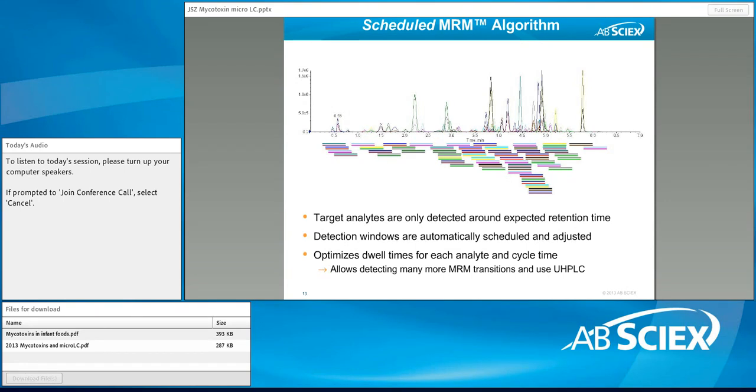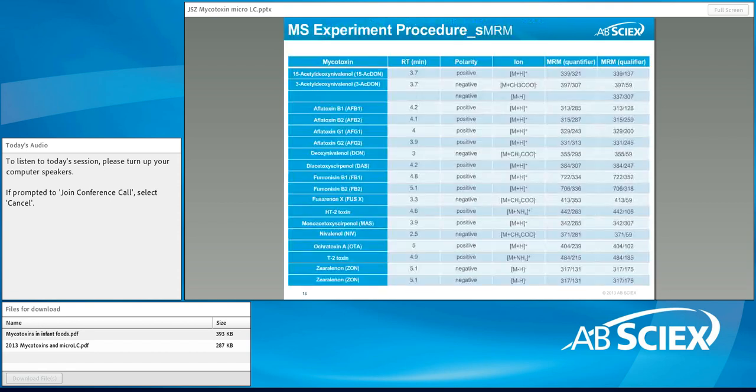That means you can see from this picture, certain MRM transitions will only be monitored in a special window. In this case, you can run a lot of analytes and you can get enough data points for each MRM transition. I will show you some spectra, so you can see the benefit of scheduled MRM.